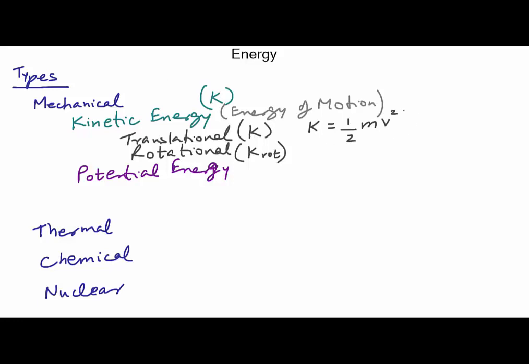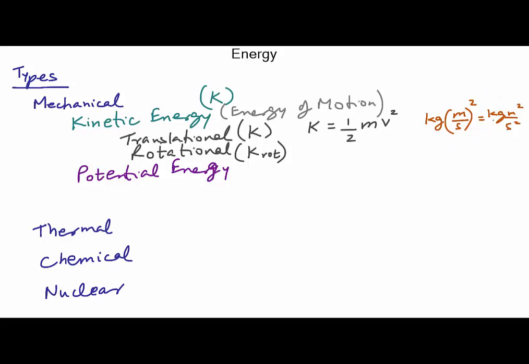And so let's see what its units might be. The unit of mass is kilogram, the unit of speed is meters per second, and I got to square that because speed is squared over there. So this gives me kilogram meters squared per second squared. And that's the SI unit of energy.